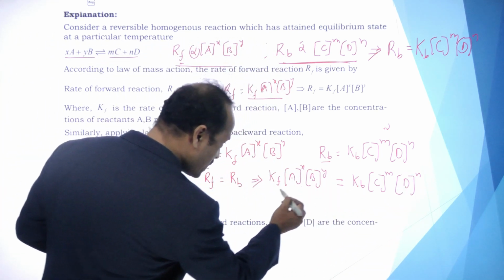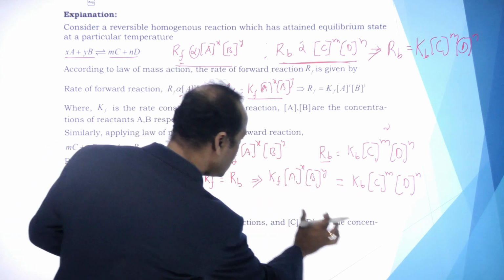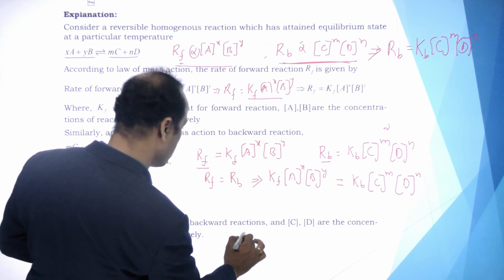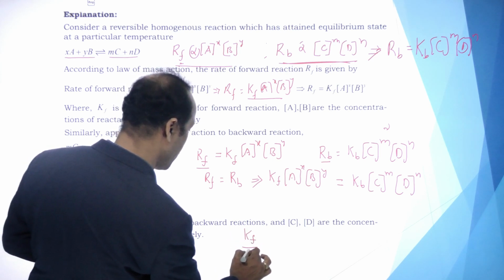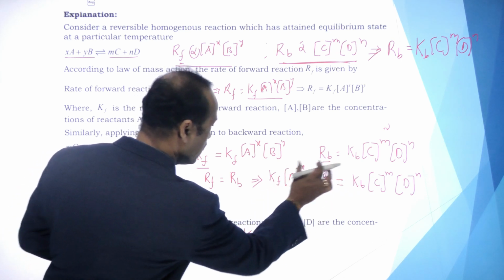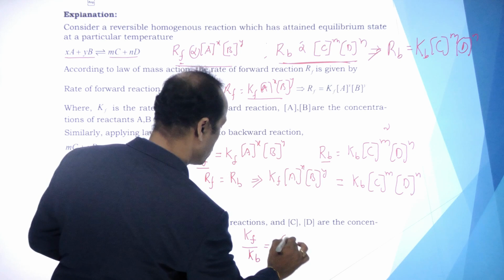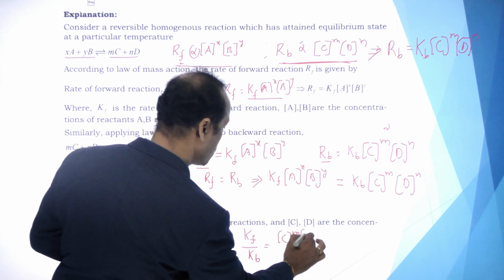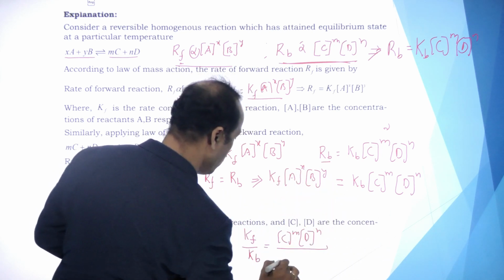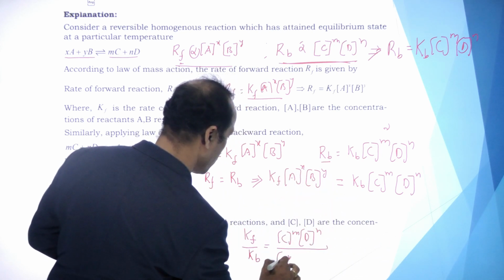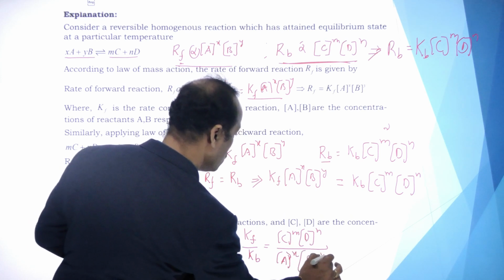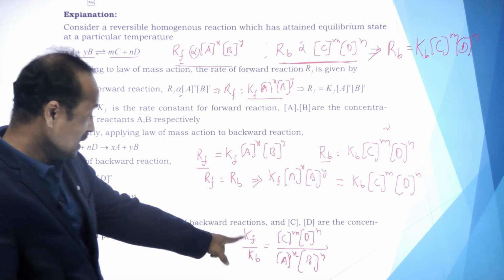Now what you do? This KB, bring this side, and this you carry this side. So when you bring this side, it becomes the denominator. Yes. So now see what it becomes. KF by KB is equal to the concentration of C into the concentration of D, divided by, this going there, the concentration of A into the concentration of B. Correct? So now this is a division.